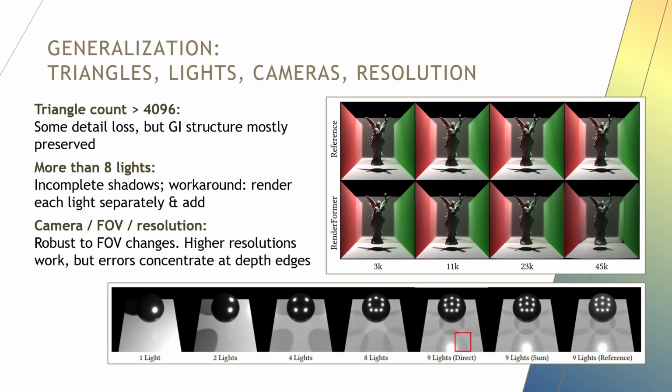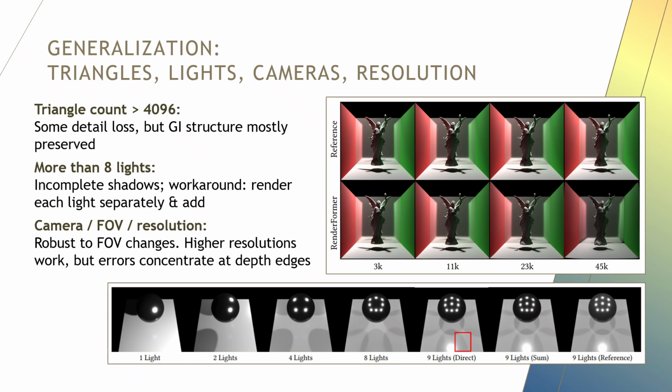A crucial question is, what happens when we go beyond the training conditions? The authors test several axes. First, more triangles than 4096. The model loses some fine details and thin shadows, but overall global illumination structure remains correct. It fails gracefully, you could say, rather than breaking completely. Second, larger or fewer triangles. If individual triangles become huge, shadows and shading blur falter, because one token must represent more complex variation across the face.